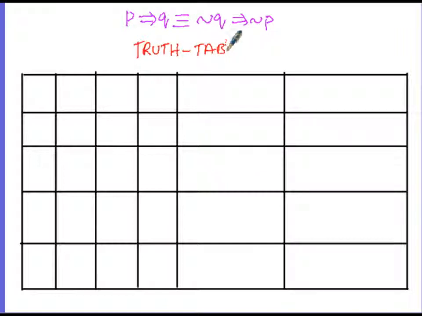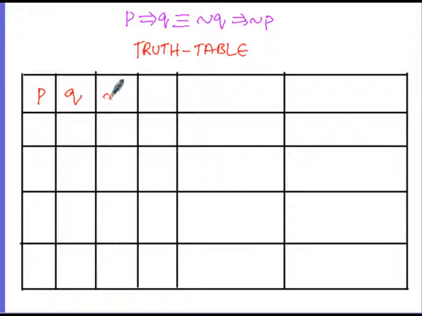So here the statement is P implies Q is identically equal to negation Q implies negation P. Now let us write the truth table of this particular statement. In order to prove this condition, here we need two statements, one as P and the other as Q. On the right hand side we need negation Q as well as negation P.